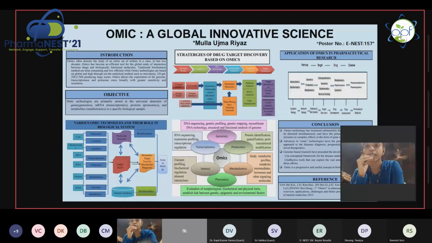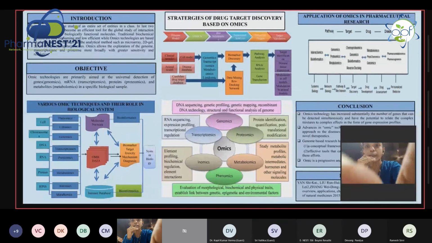It has become an efficient tool for the global study of interaction between the drugs and the biologically functional molecules. There were different methods used to study the interaction between the drugs and the functional molecules. They were consuming more time and were not efficient. So omic technology is said to be an innovative one, which is based on the microarray and 2D gel producing large scales, and which allows the exploration of genome, transcriptomes, and proteomics with greater sensitivity and resolution.